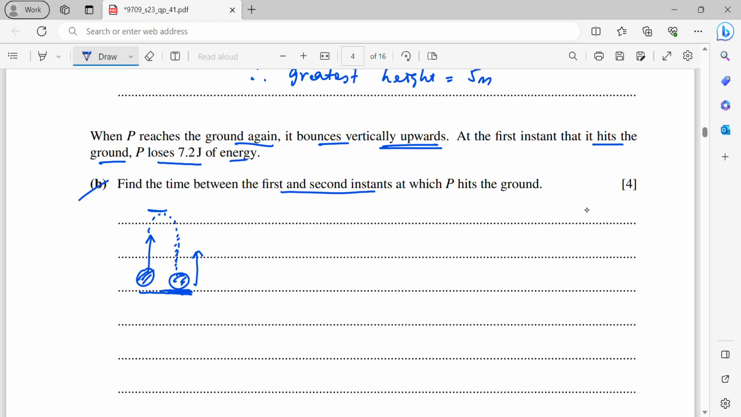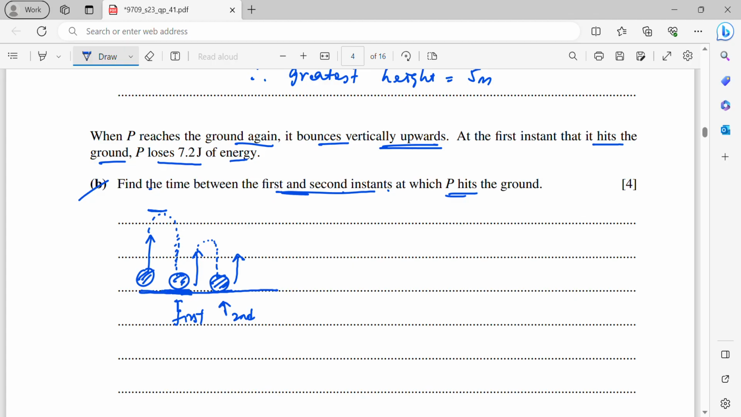Alright, after that, because now you need to find the time between the first and second instance when P hits the ground, it means that it will bounce back. So when it bounces back, let's say here, P will just reach this height. Then it hits the ground again. This is the ground. Then bounce back. So this is the first instant it hits, and this is the second instant it hits. Now you need to find what is the time.